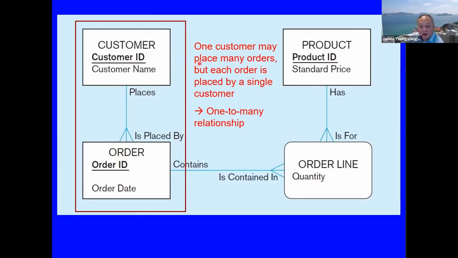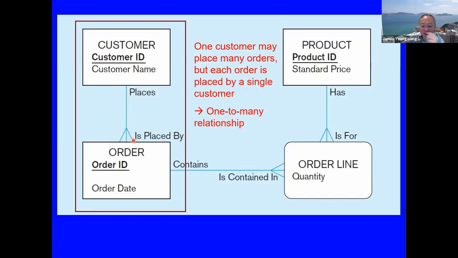One customer may place many orders. So one customer may place many, because the symbol here is many. So in this direction, one customer can place many orders. In the opposite direction, each order is placed by one and only one customer. That's what this sentence here is saying. So therefore, combined together, this is a one-to-many relationship.